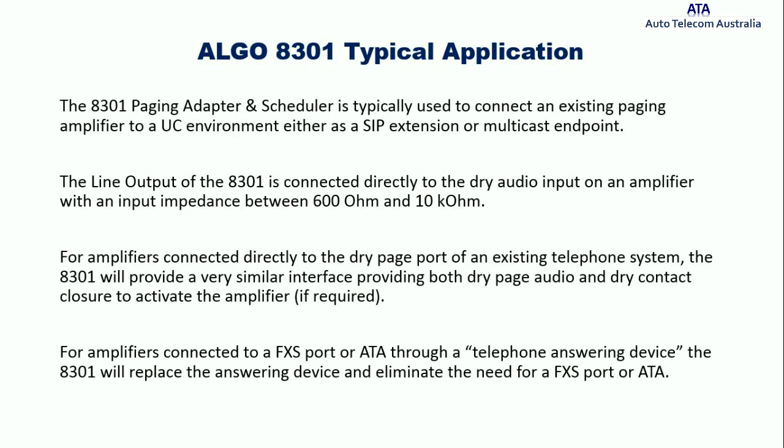The line output of an 8301 can be connected directly to an audio input of an amplifier. The impedance is between 600 ohm and 10 kilo ohm. If you've got amplifiers that are connected directly to a dry port on a phone system, it'll work fine, but the 8301 will provide both the basic dry port or the dry port and a dry contact relay closing function to activate the amplifier if required.